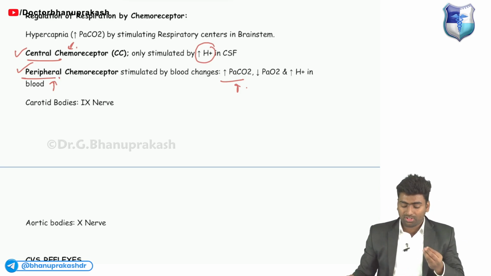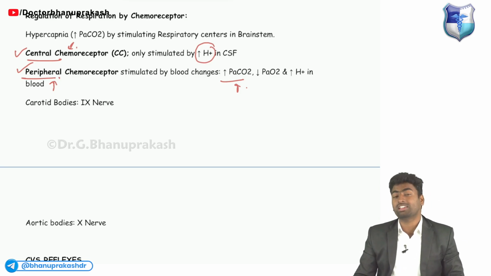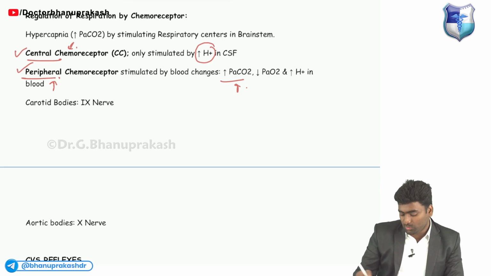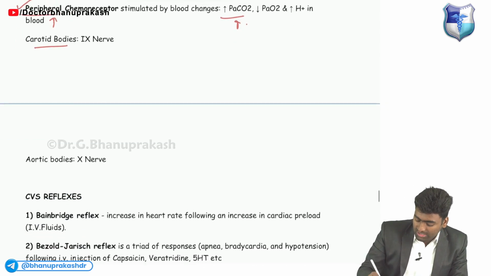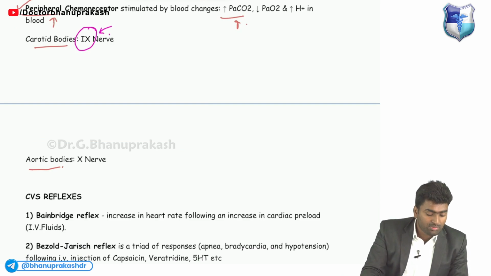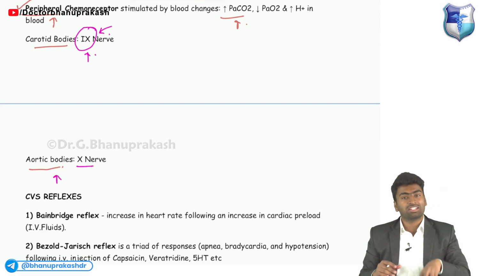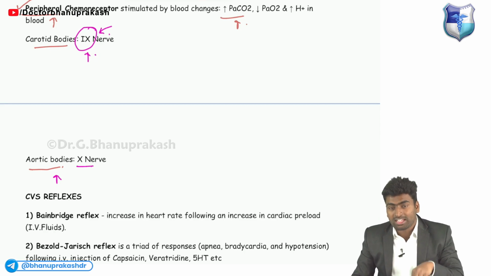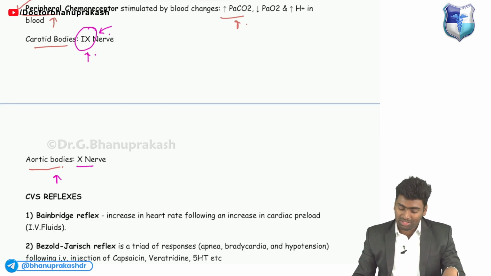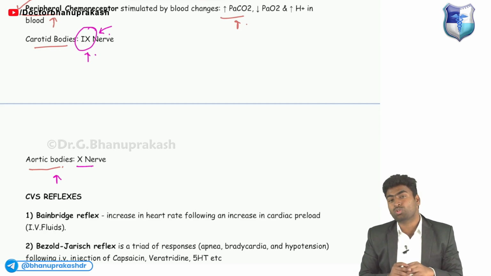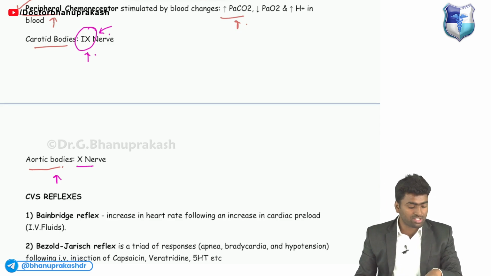Okay, fine. For the peripheral chemoreceptors, there are two: one is the carotid body, the next one is the aortic body. Remember, the stimulus from the carotid body is carried by the 9th nerve, whereas the aortic body stimulus is carried by the 10th nerve. So don't get confused. If they ask you, make sure you get it correct.